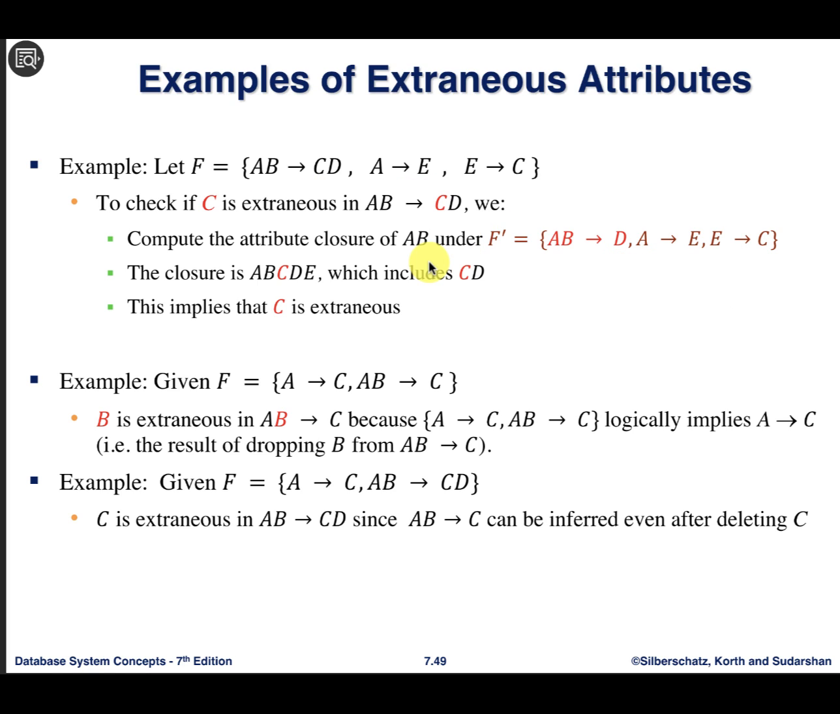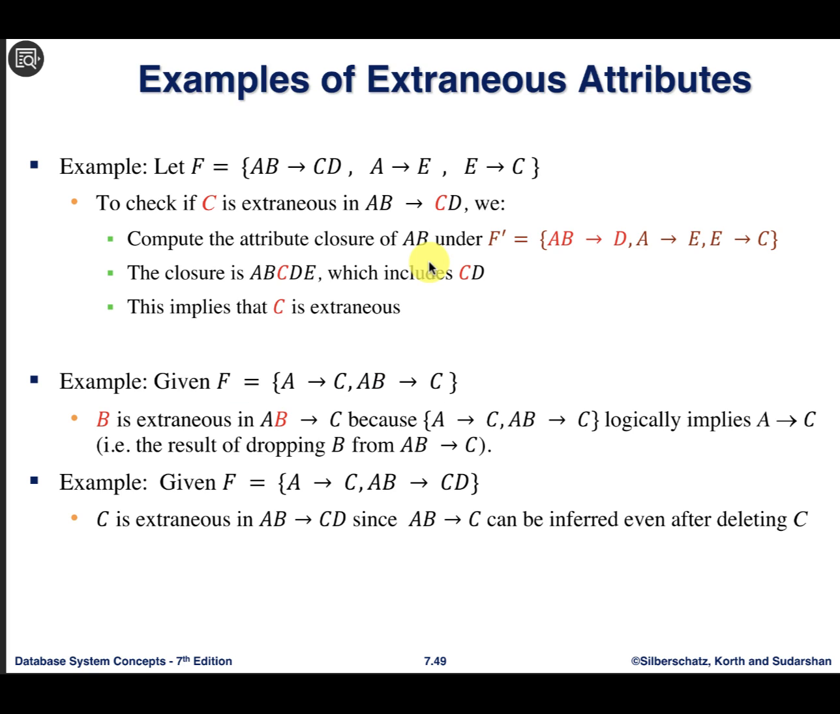The other thing, another example, let's try to delete something from the left-hand side. So I give you A determines C and AB determines C. In this case, it looks like you have A determines C, then AB determines C. Definitely B is redundant, I don't need it. Why? Because whether I keep B or not, I'm still able to start from A and determine C, right? Because if you remove B here, A determines C.